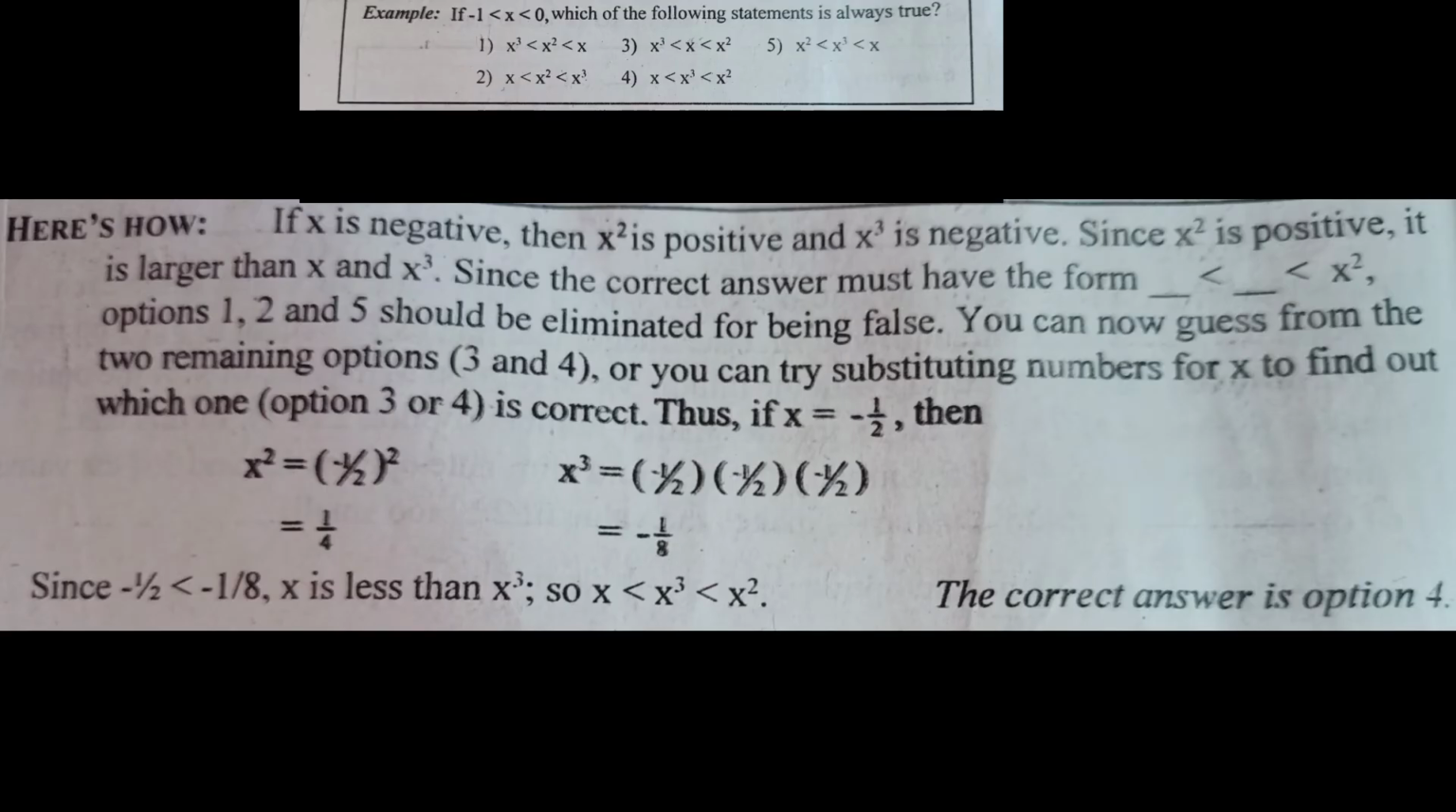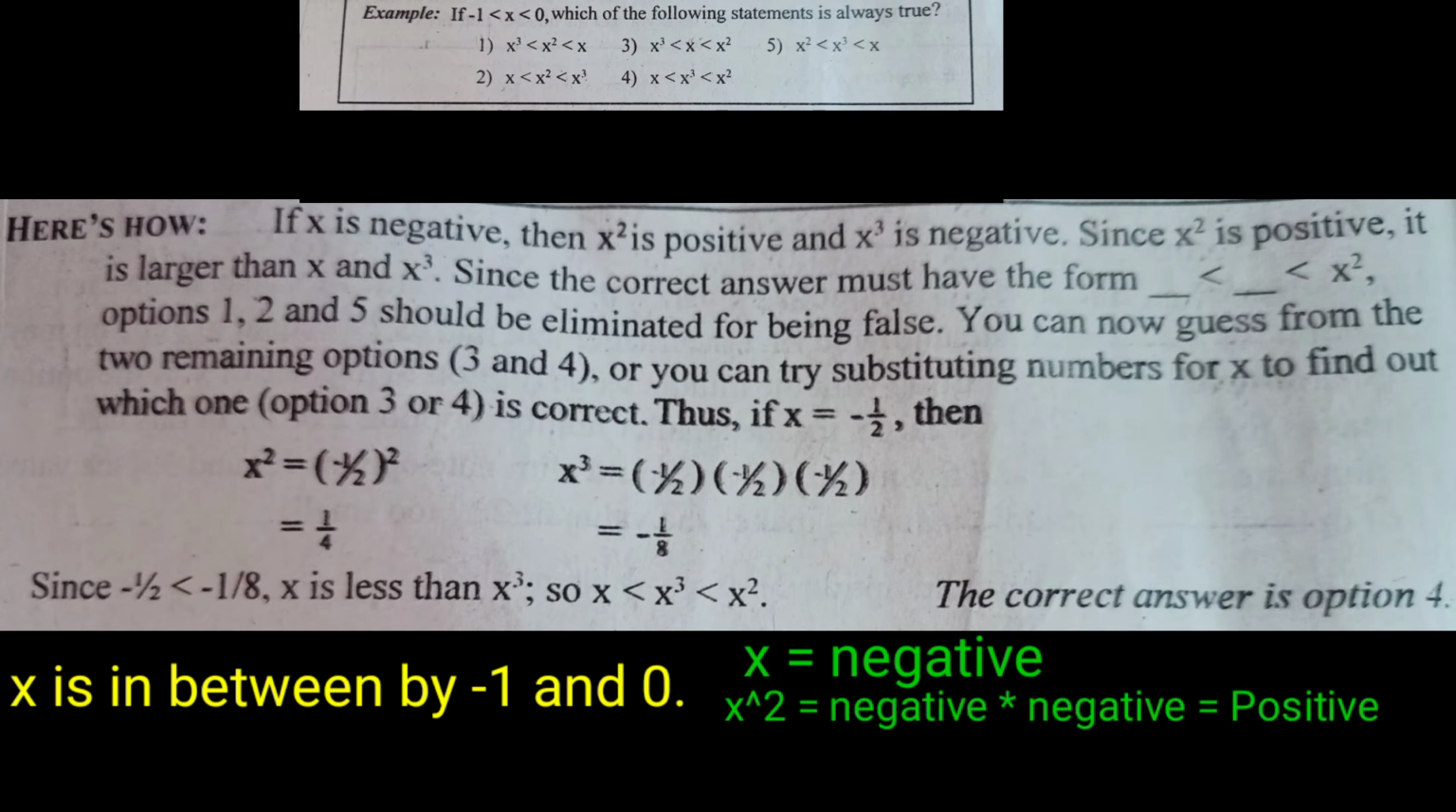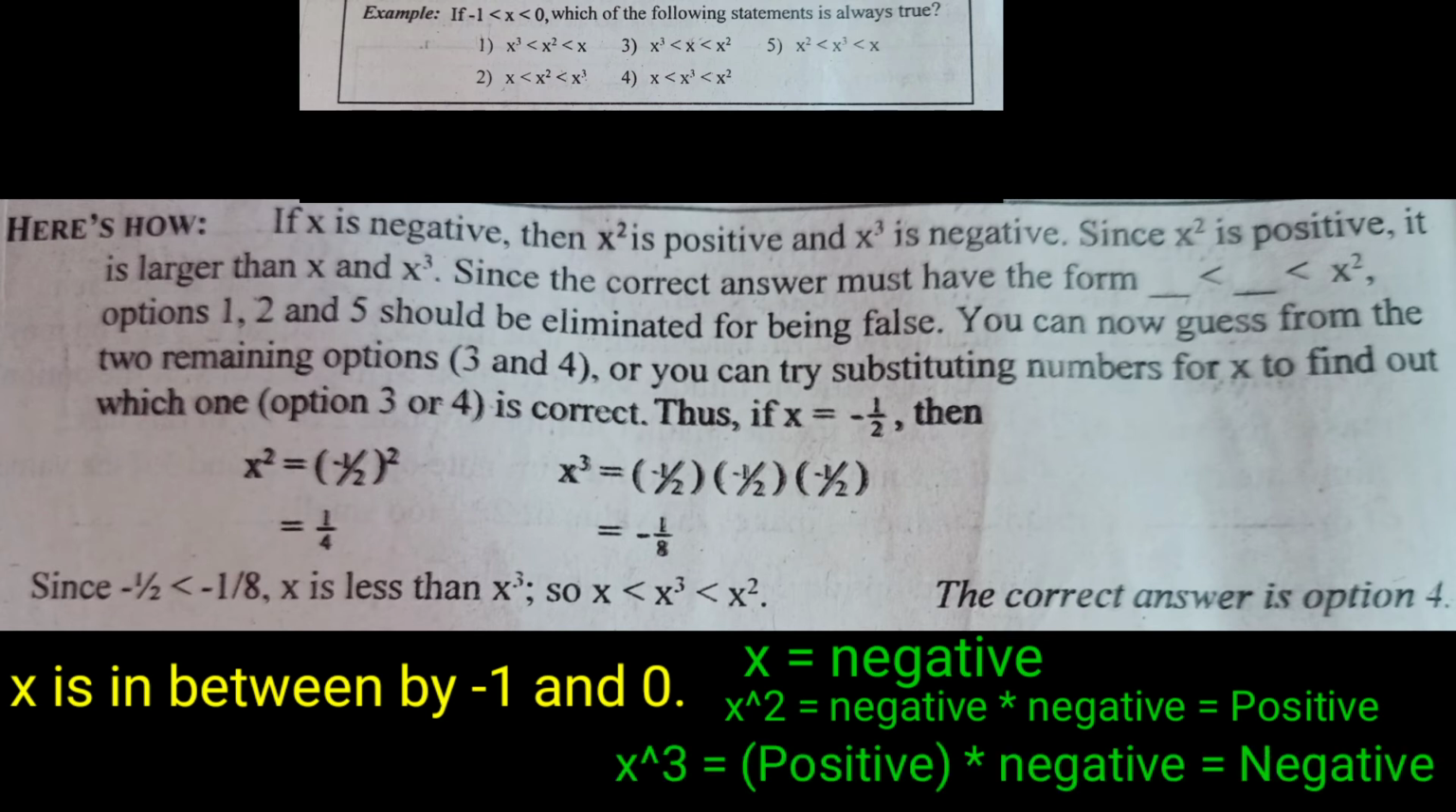Here's how it works. If x is negative, then x squared is positive and x cubed is negative. Why? Remember that the value of x is between negative 1 and 0, so therefore x is negative. Then if we square the negative, it will become positive, so therefore x squared is positive. Then if we multiply it again by the negative, which is the value of x, the answer will be negative, meaning x cubed is negative.